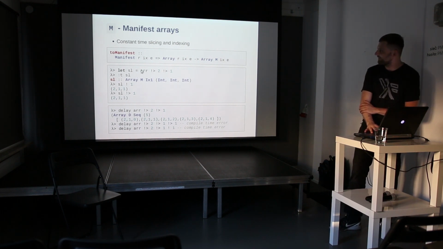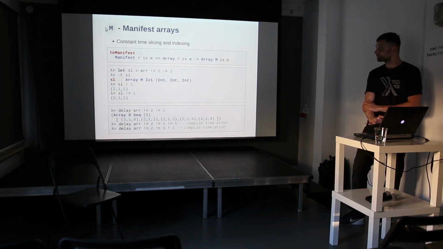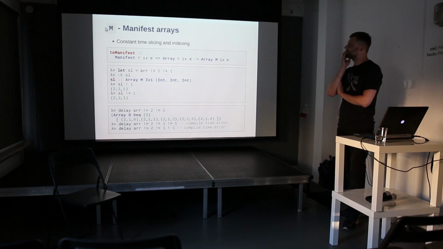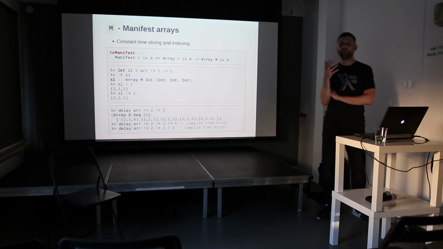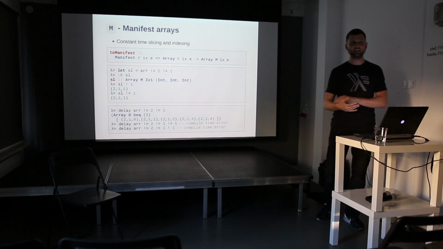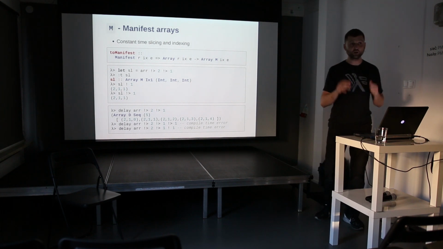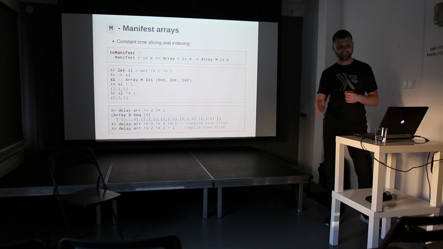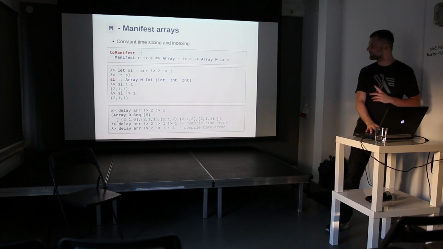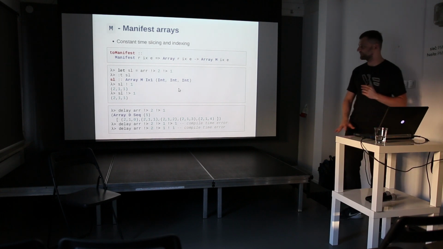We have a manifest array. Manifest is another representation. This is essentially any mutable array which loses its mutation information. It's still represented by the memory, but you can no longer mutate it. You can still do constant time indexing, and that's why you can also still slice it. The main purpose of its existence is to do this efficient slicing.